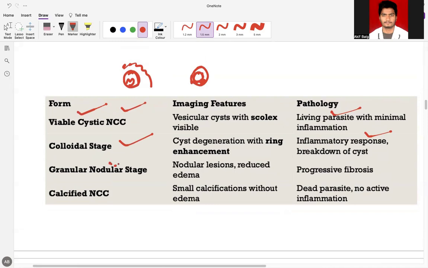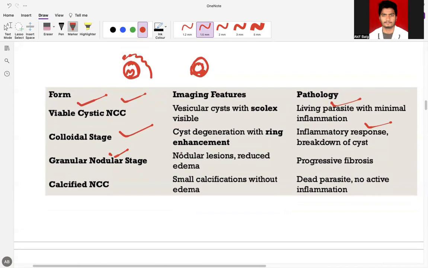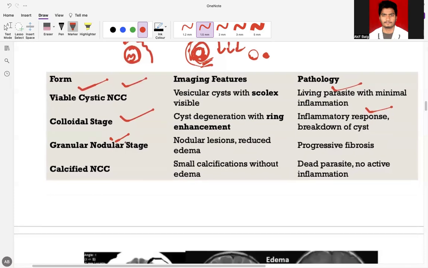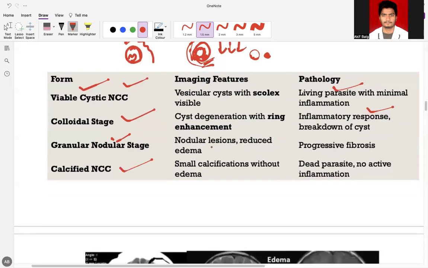The next stage is the granular nodular stage, which is a nodular lesion. What will happen is that the surrounding edema has now started to decrease, and the lesion is also becoming, rather than a cyst which contains fluid, more and more nodular. And the final stage is the calcified stage.